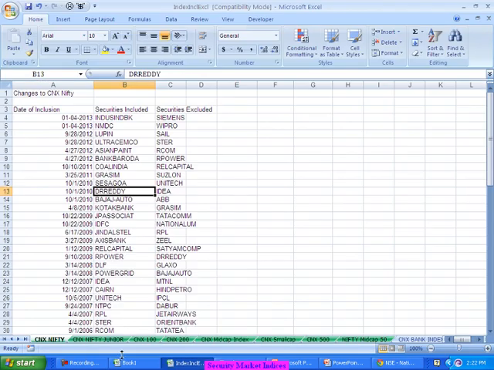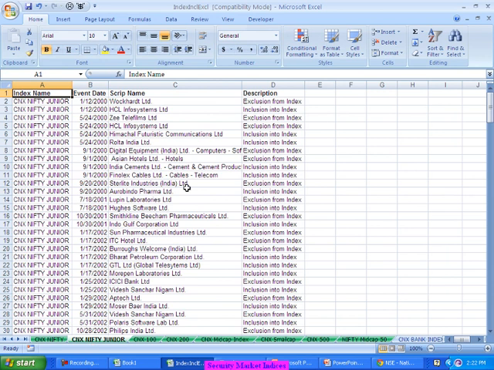The same thing you will see with respect to Nifty Junior, which is the next 50 kind of stuff. You see, these are excluded, these are included.